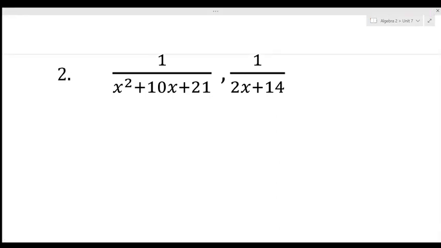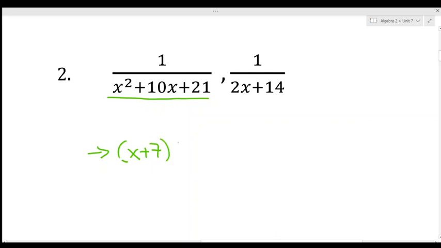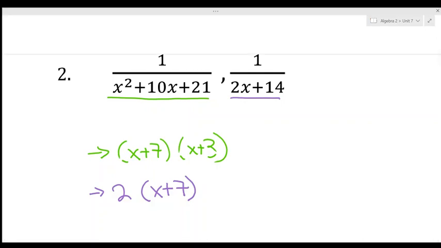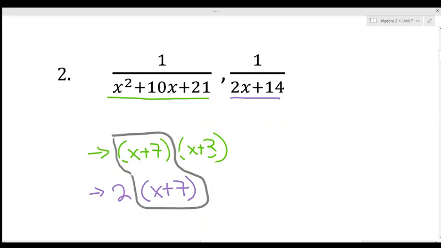Okay, so looking at x squared plus 10x plus 21, we can factor that into x plus 7 times x plus 3. 7 times 3 gives us the 21, 7 plus 3 gives us 10. Then we factor the back one, 2x plus 14. This factors into 2 times x plus 7. Okay, now between these two denominators, I'm going to circle anything that pairs up. Well, x plus 7 pairs up between the two.